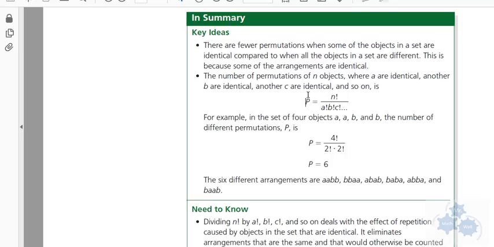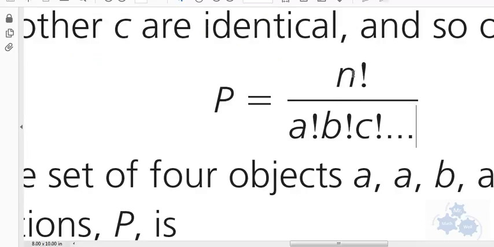So this right here, I'm going to get you to copy this down. Permutations, and this is when some things are identical. So we have P equals, we do always start off with the total number of items, and then a factorial, okay? So we count all of the items, even the ones that repeat, okay?